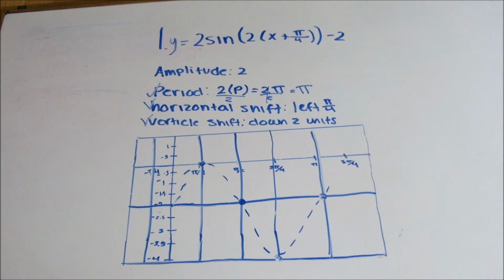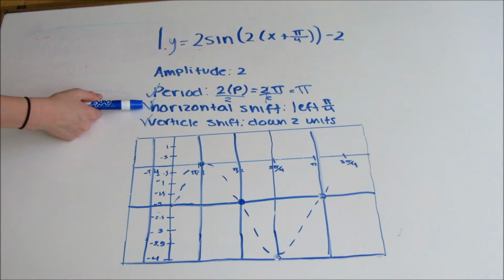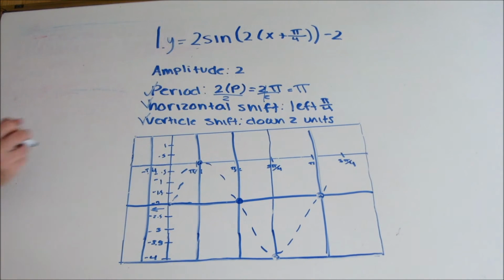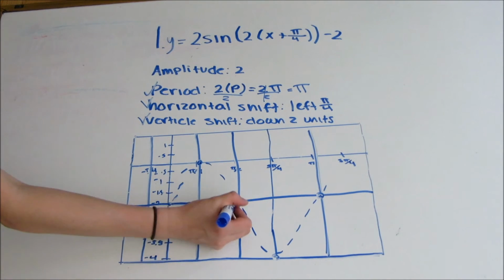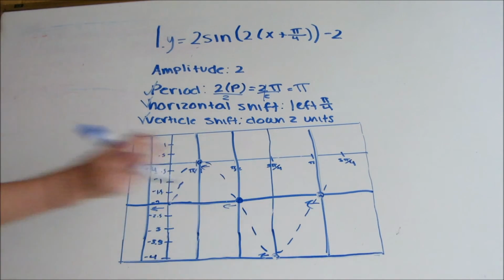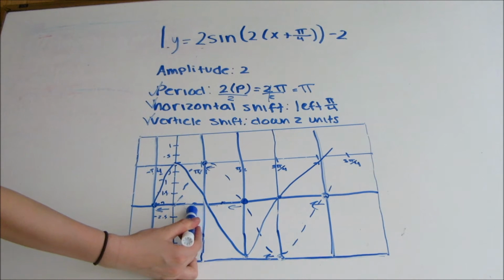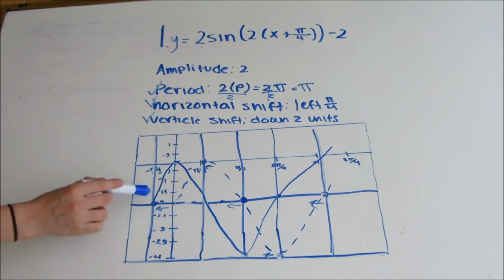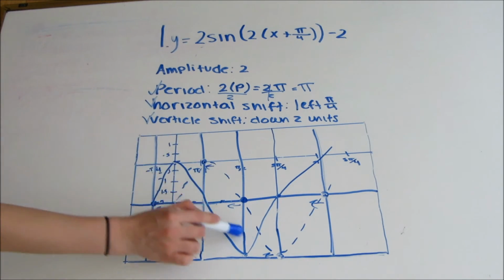Now we cannot forget about the horizontal shift. So what we have to do is shift every single point over by -pi over 4. So this one, this one, this one, and this one. As you can see by the full line, we have shifted everything left by pi over 4. So now our final function will curve like this.